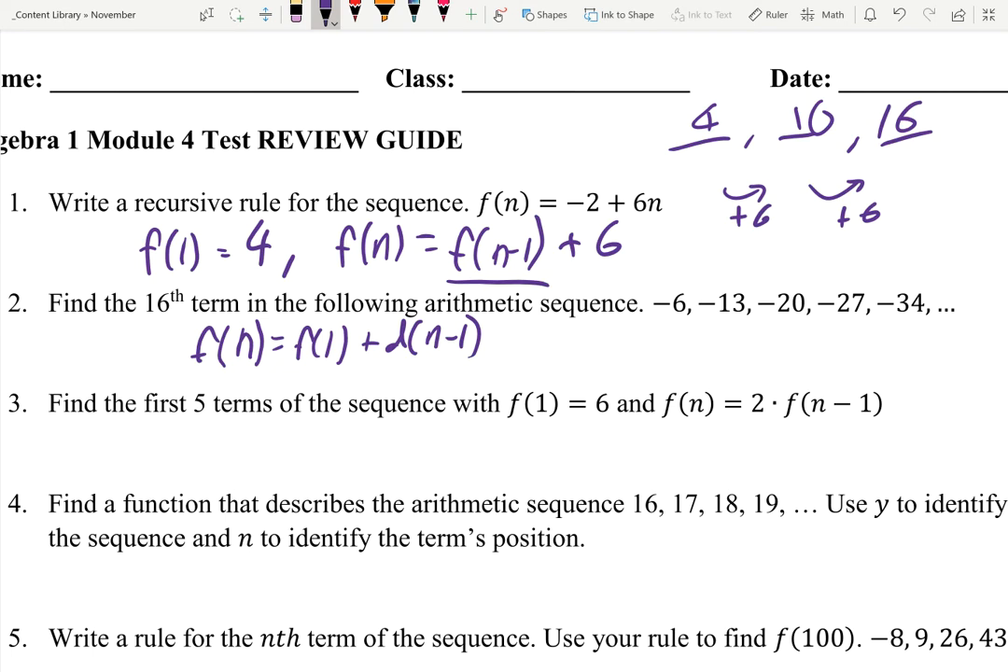Hopefully you've memorized this formula by now. And now all we're going to do is just plug in f of 1 and d, our common difference. So to complete this formula, our first term is -6. So that's going to go there.